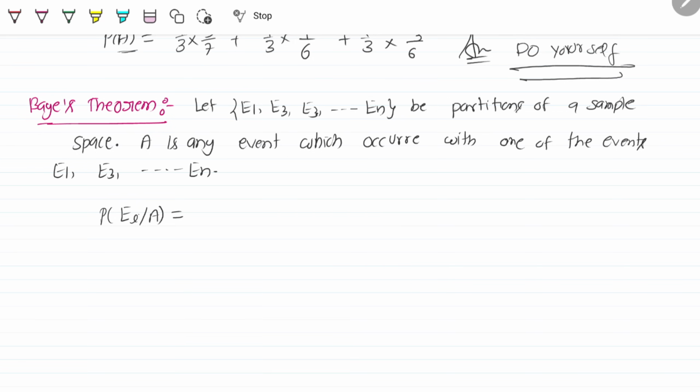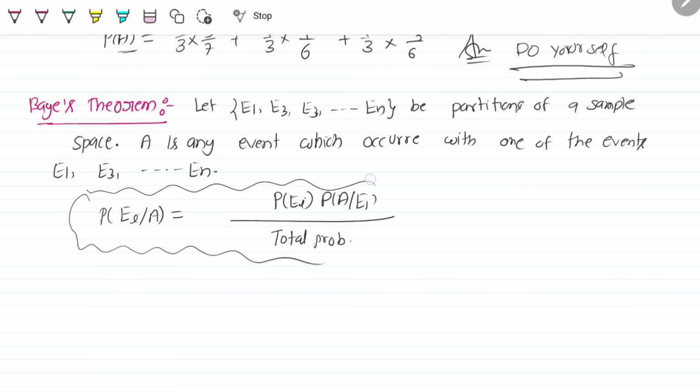So through questions I am telling, through questions it will be more clear. So it will be P(Ei) P(A by Ei), and here the total probability formula. Just remember, here total probability is the same. P(A) value means P(E1) P(A by E1) plus P(E2) P(A by E2), and so on. Okay, like that only. So questions I will tell you. What is this? Here will be the requirement.